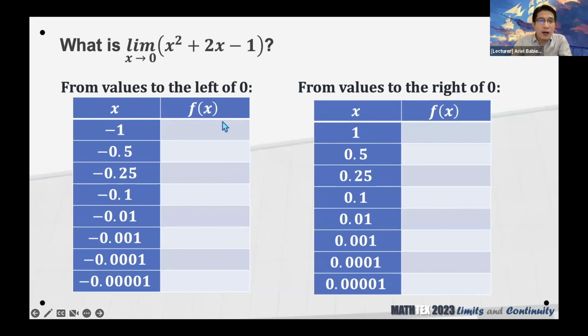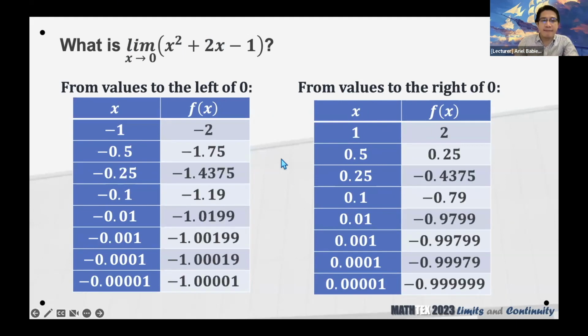Starting at -1, take values of x that make it nearer and nearer to 0: -1, -0.5, and so on. And also from the right, starting at x equal to 1. Okay? We are not going to do that activity right now, where I would ask you to perform the computation, because again, we have limited time for today. But if you perform the substitutions here, this is what you are going to arrive at.